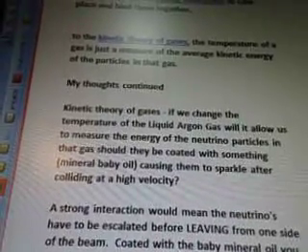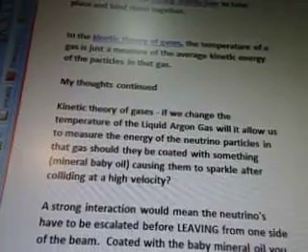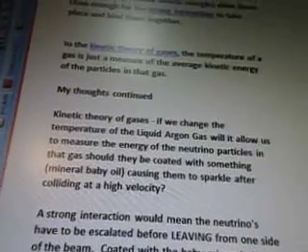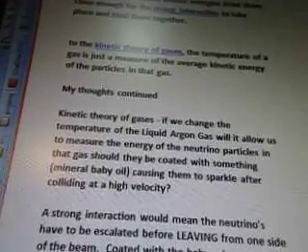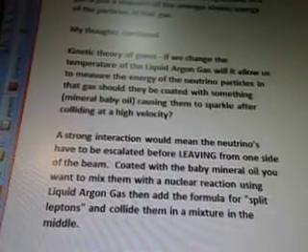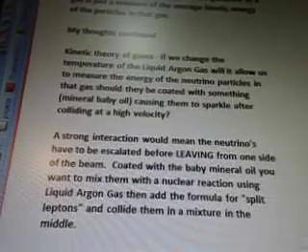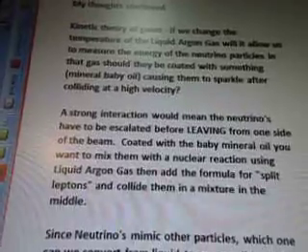Kinetic theory of gases. If we change the temperature of the liquid argon gas, will it allow us to measure the energy of the neutrino particles in that gas should they be coated with something like mineral baby oil, causing them to sparkle after colliding at a high velocity? A strong interaction would mean the neutrinos have to be escalated before leaving from one side of the beam. Coated with the baby mineral oil, you want to mix them with the nuclear reaction using liquid argon gas, and then add the formula for split leptons and collide them in a mixture in the middle.